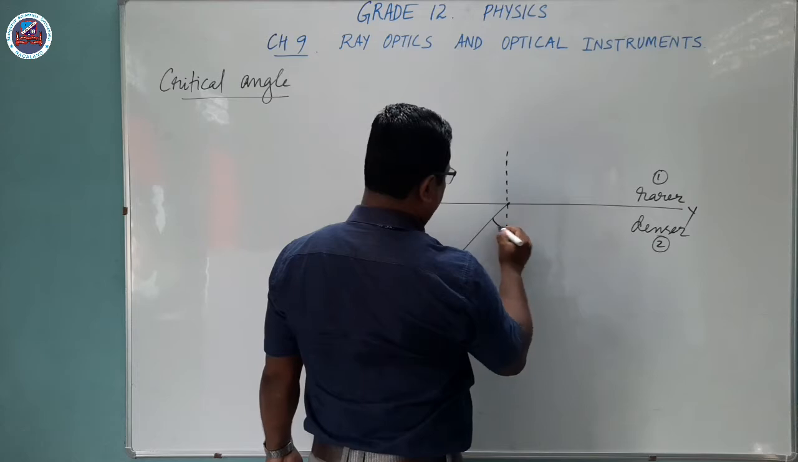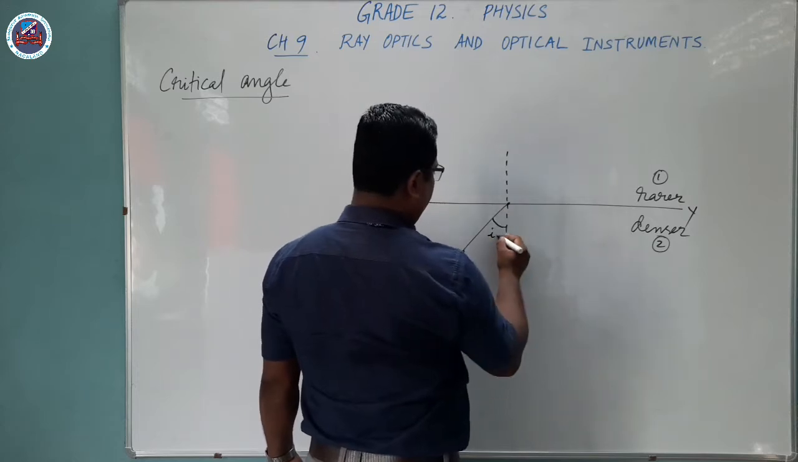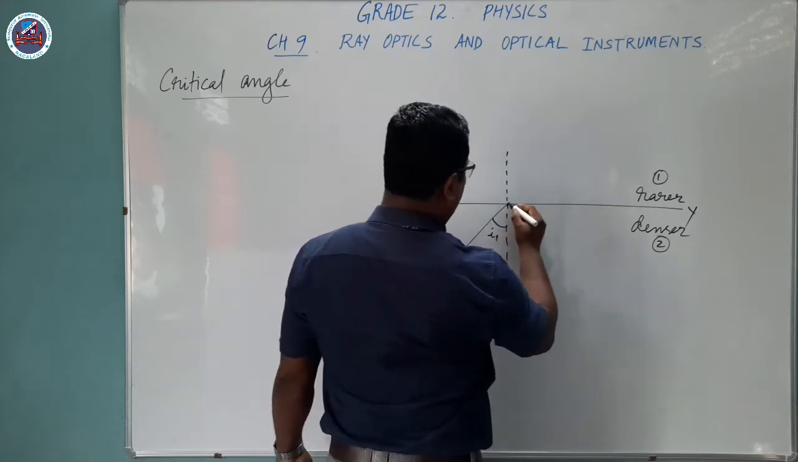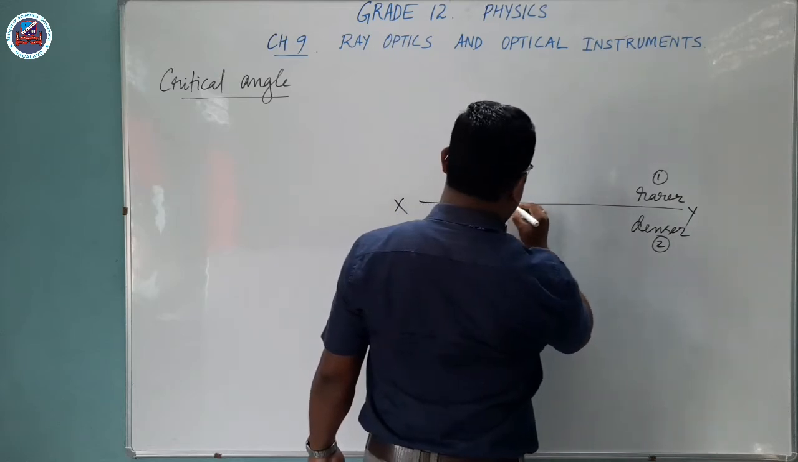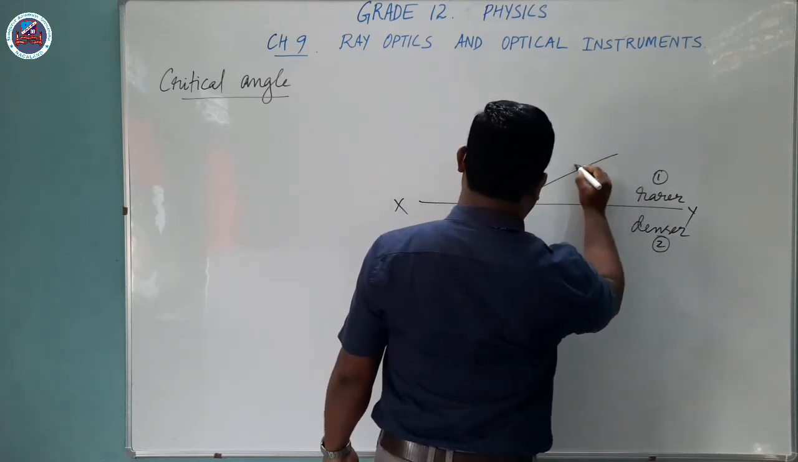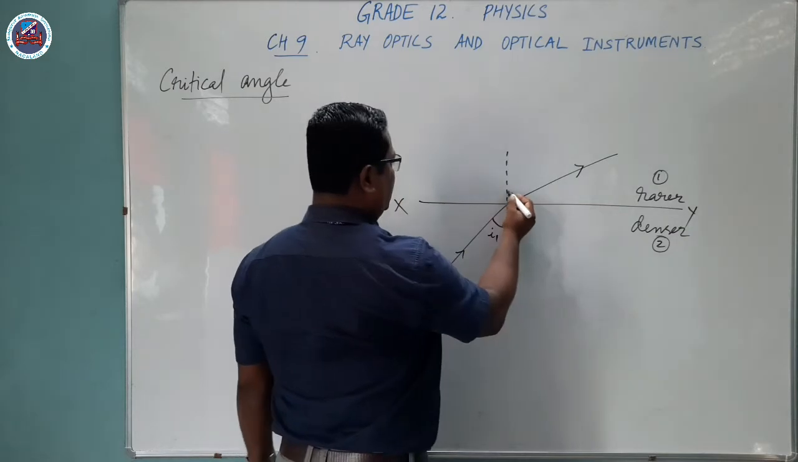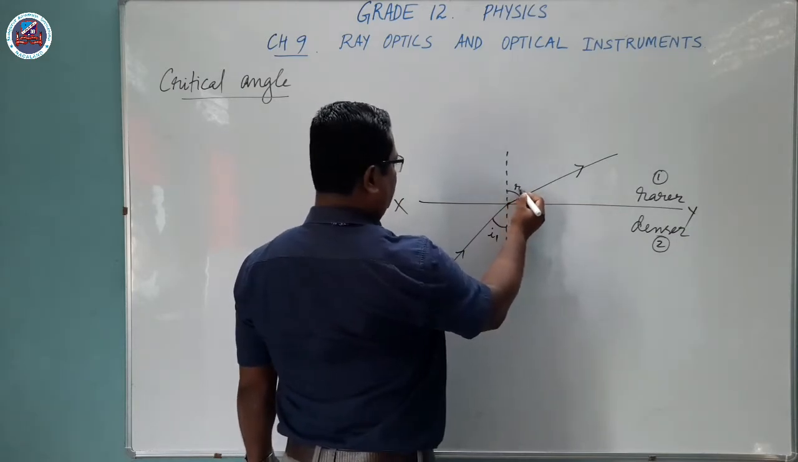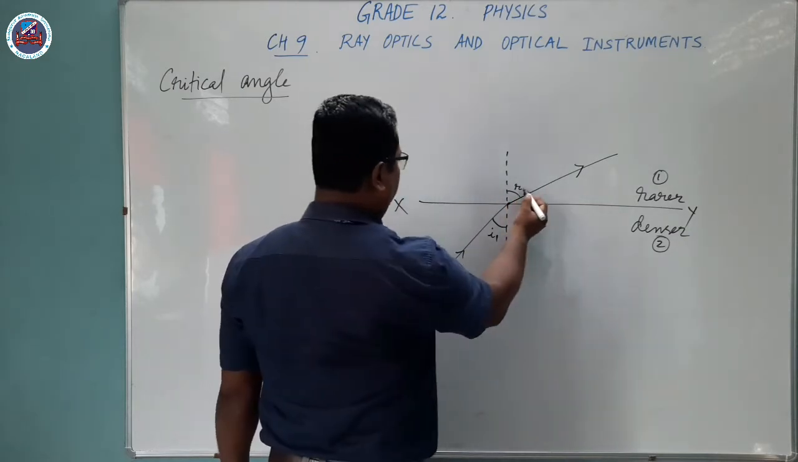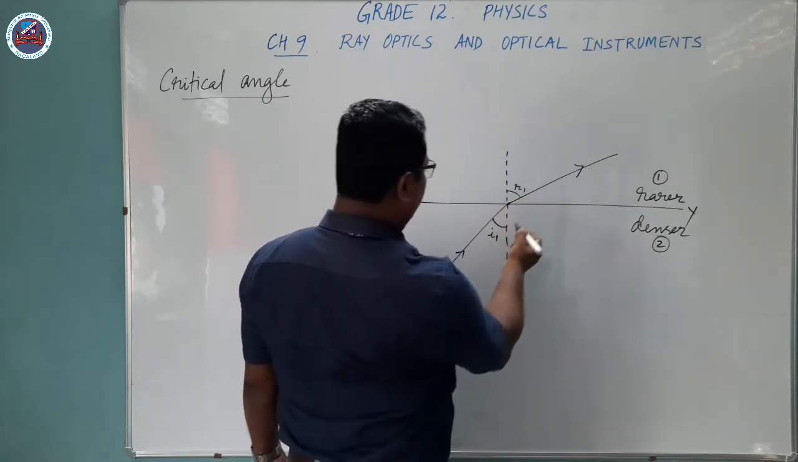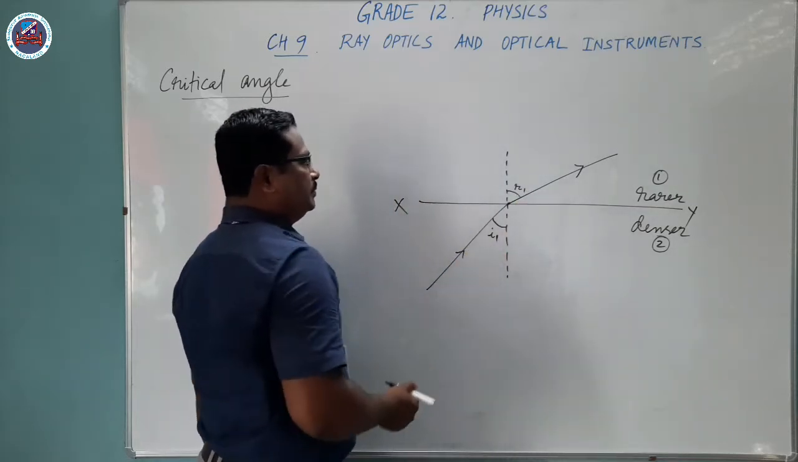this is your angle of incidence. Let me take it as I1. Then light will bend away from the normal like this. There you will get the angle of refraction. In this case, angle of refraction is more than the angle of incidence.